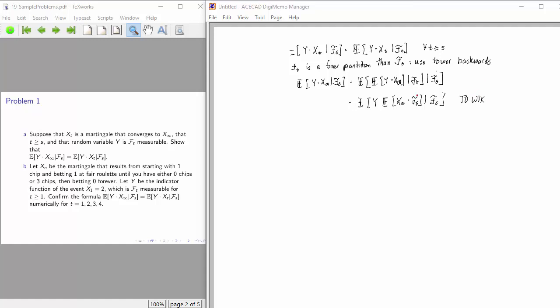And then I look at x infinity conditioned on f sub t, and I say, because x sub t is a martingale, the expectation of x in the future conditioned on f sub t is just equal to the value at t. So this is just y times x sub t conditioned on f sub s by virtue of the martingale property.